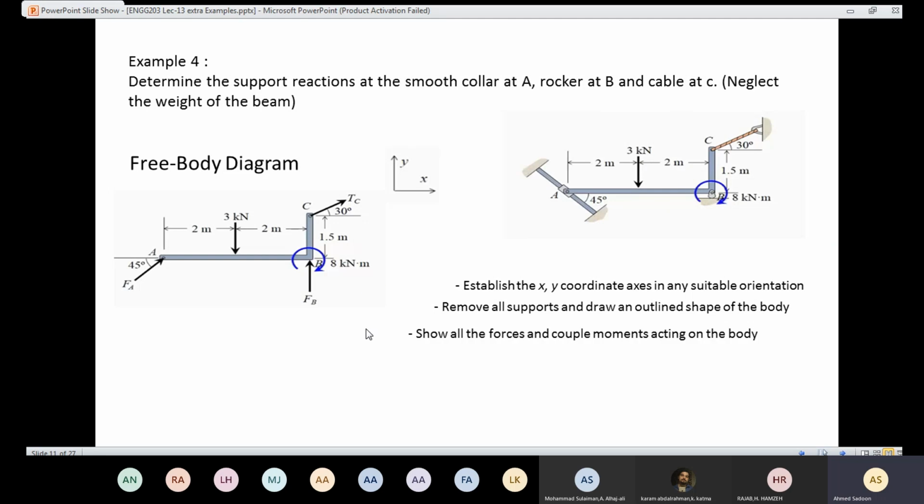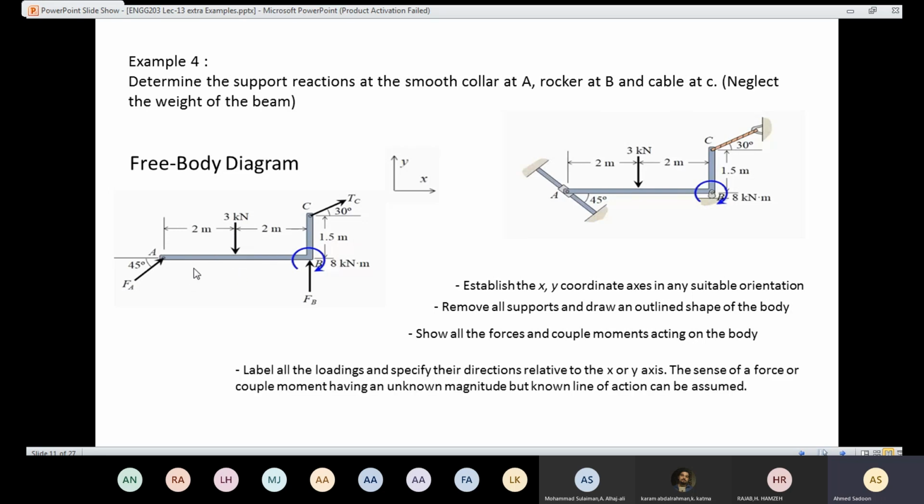Then I'm going to put all the forces. Here we have a concentrated force, 3 kilonewton. Here we have a couple moment acting on the point B. We don't have distributed loading this time. And also we need to show all the directions and the magnitudes. We need to label all the unknowns.